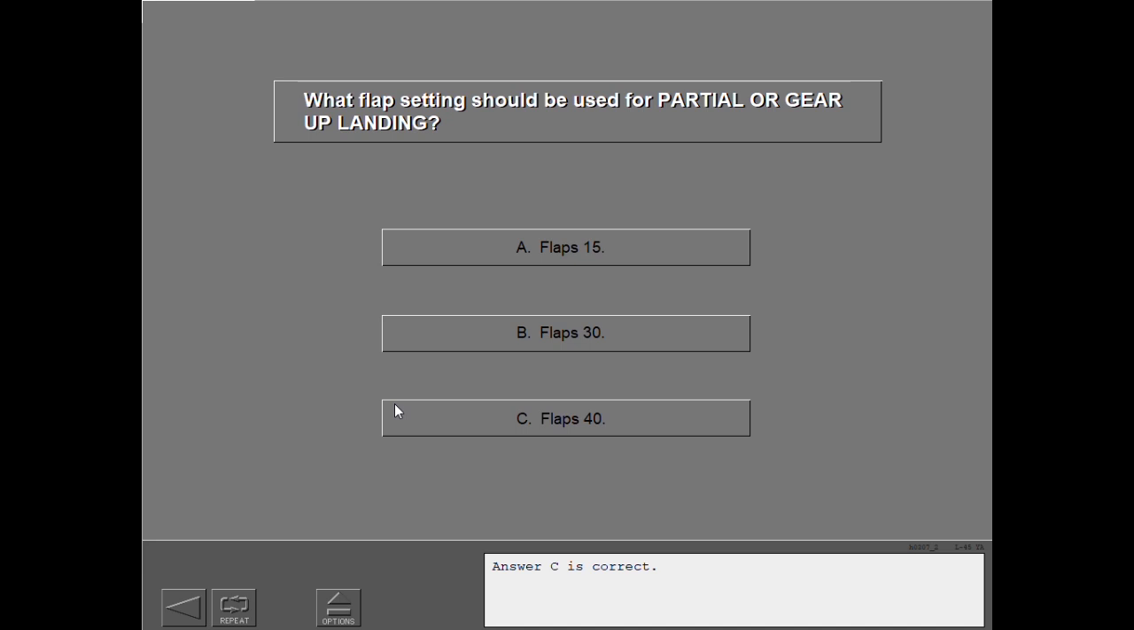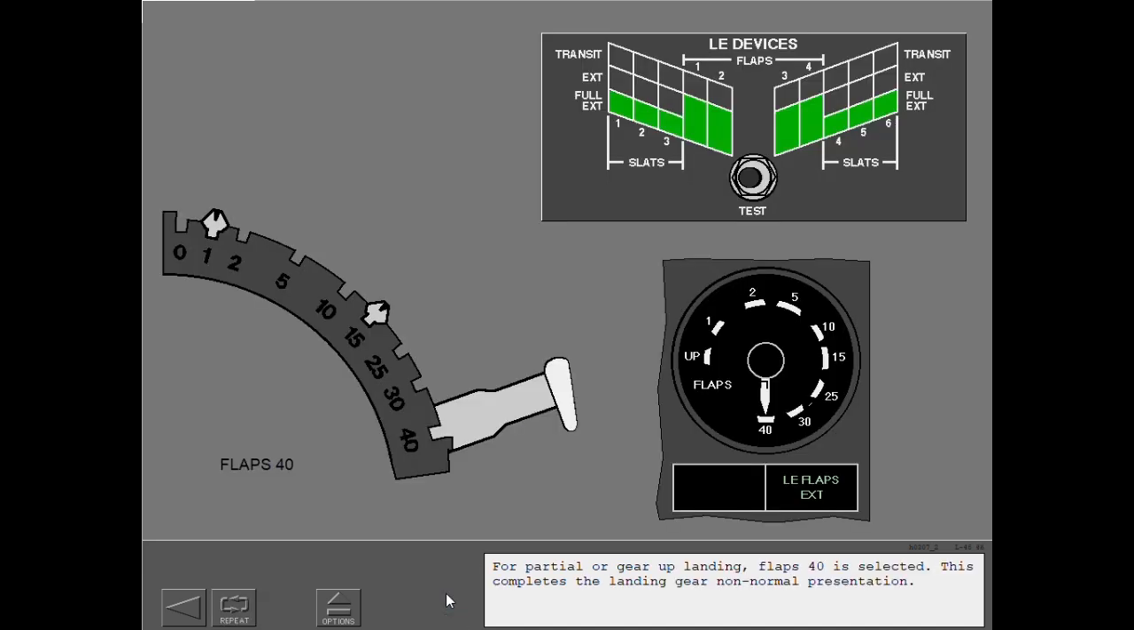Answer C is correct. For partial or gear up landing, flaps 40 is selected. This completes the landing gear non-normal presentation.